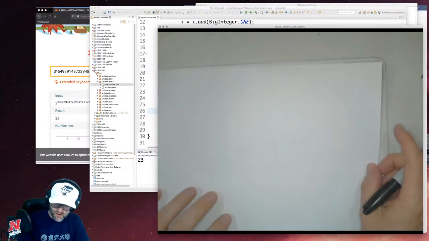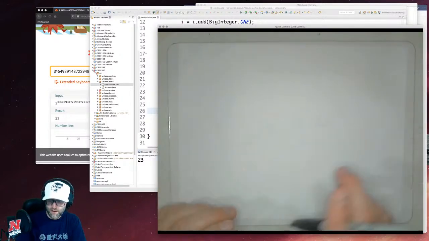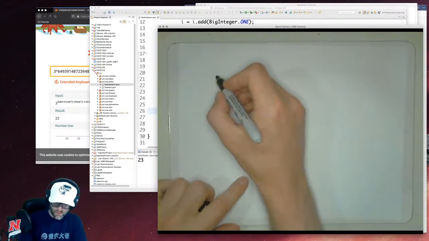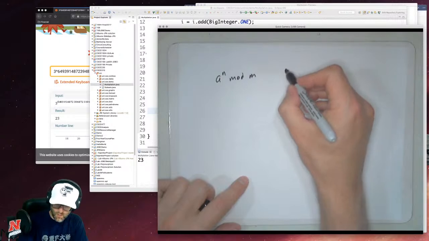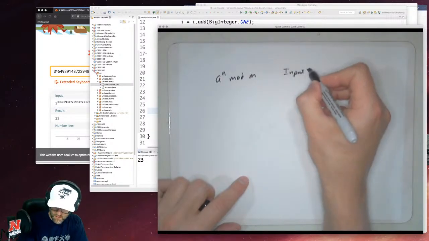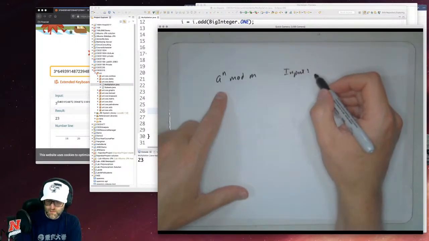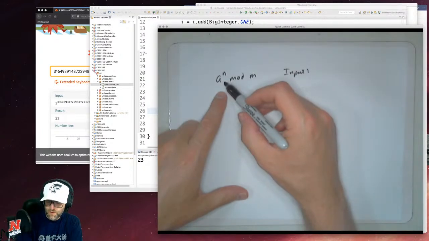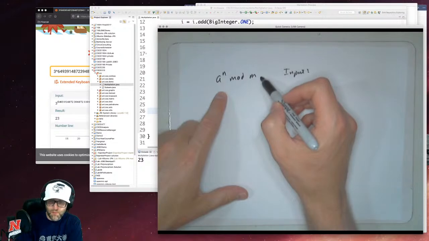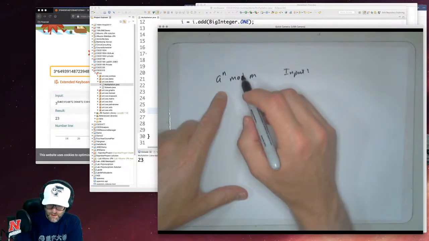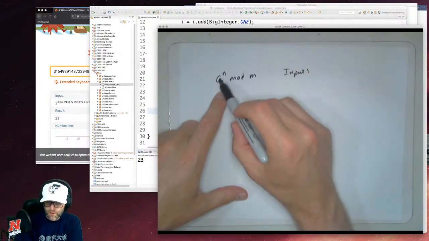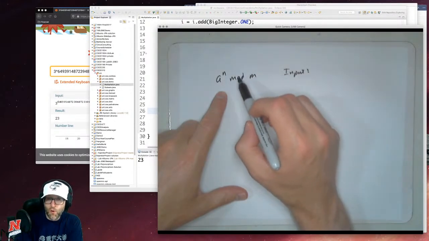While we do, let's think about this. Okay. A to the N mod M. What is our input? Well, again, with algorithm analysis, you can have multiple inputs. Our input here are 3 numbers, right? Usually you simplify it so that you're only looking at one number. You can choose the largest number or the most relevant number.